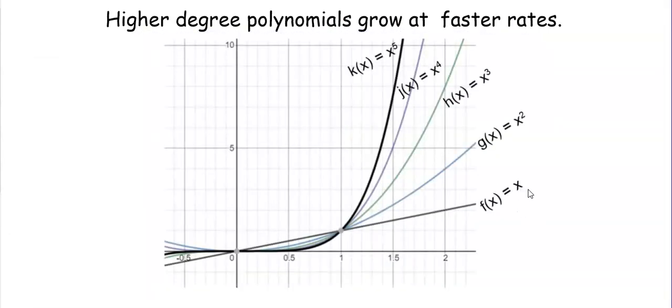And here's f of x equals x, and then x squared, x cubed, x to the 4th, and x to the 5th. So you can see that the steeper graphs have the faster rate. So we are talking about here where x is greater than 1, since the rate is a little different with the smaller values of x. But over time, the higher polynomial function will grow at a faster rate than a lower degree polynomial function.